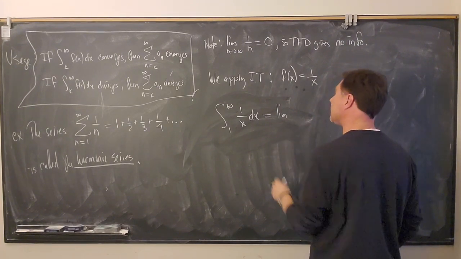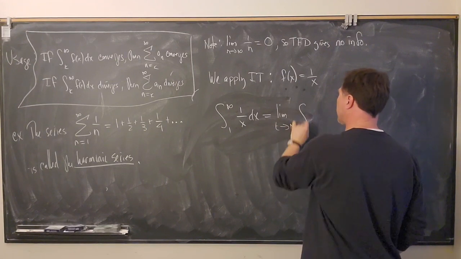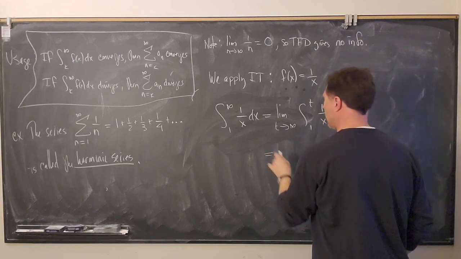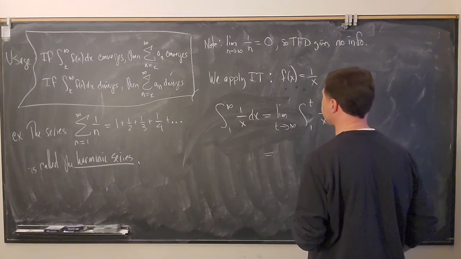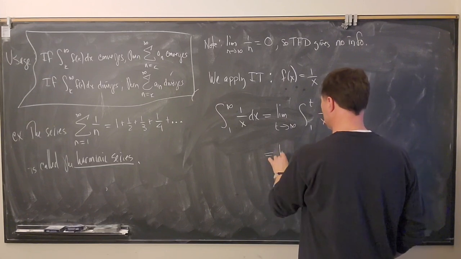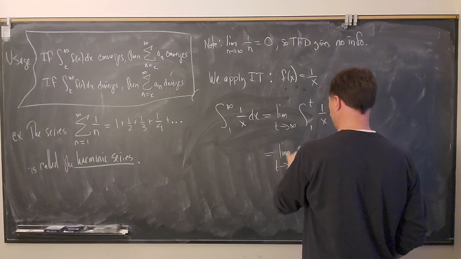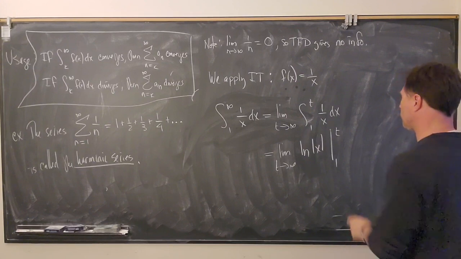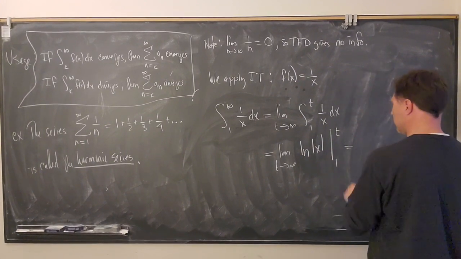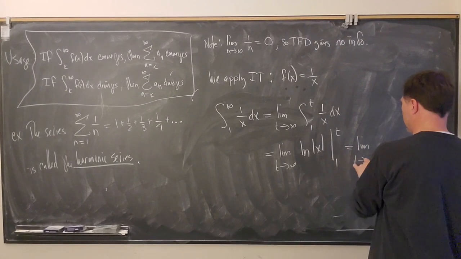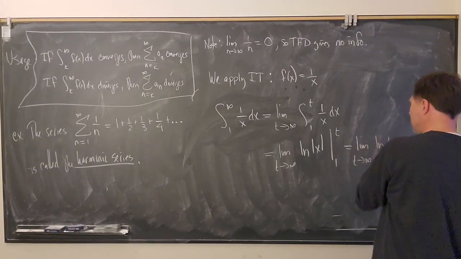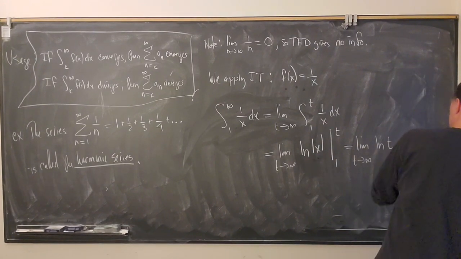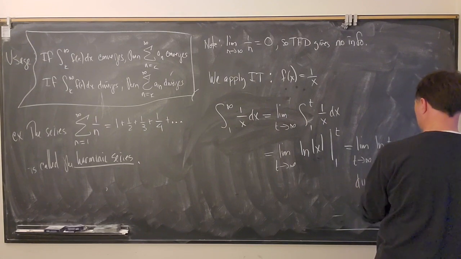Remember, you first rewrite it as a limit, so this would be the limit as t goes to infinity of the integral from 1 to t of 1 over x dx. That's equal to the limit as t goes to infinity of the natural log absolute value of x going from 1 to t. That's equal to the limit as t goes to infinity of natural log of t minus the natural log of 1, but the natural log of 1 is just 0. And so what do we get? That's equal to infinity. So the improper integral diverges.